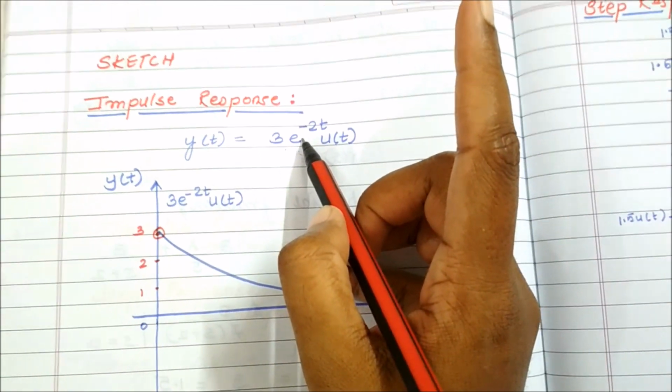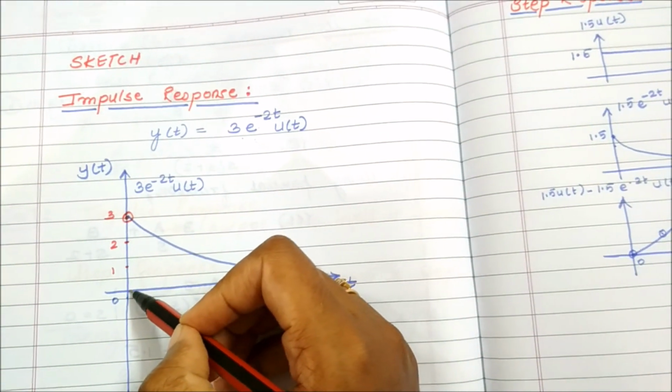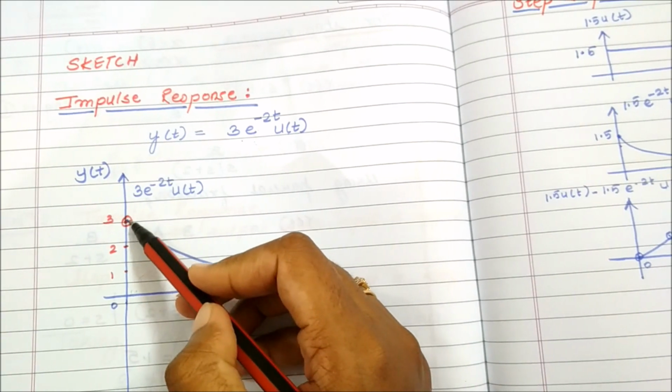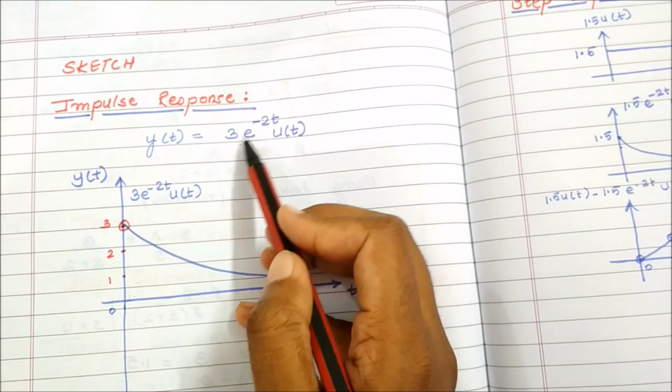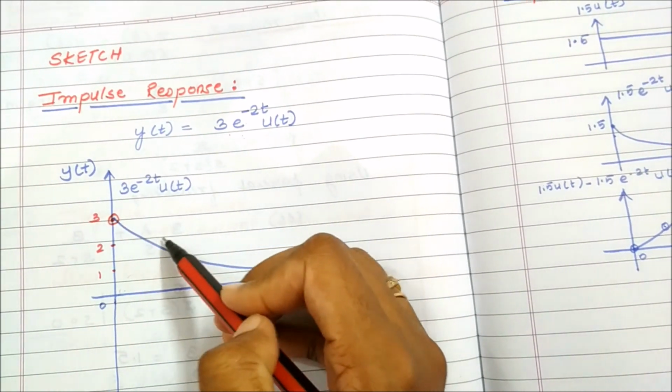So the first value of this equation will be what? 3. So at t equal to 0, when t is 0, this becomes 1. 1 into 3 becomes 3. So at 0 it is 3. Afterwards it is a minus sign. Whenever you go on putting values of t, it will go on decreasing.